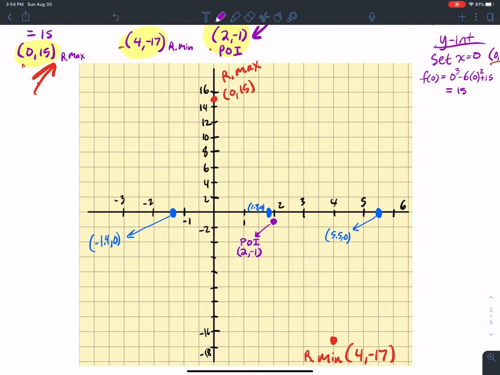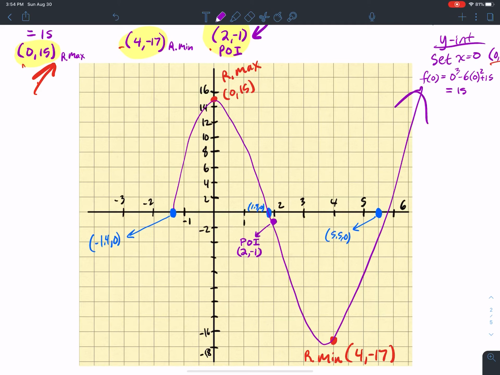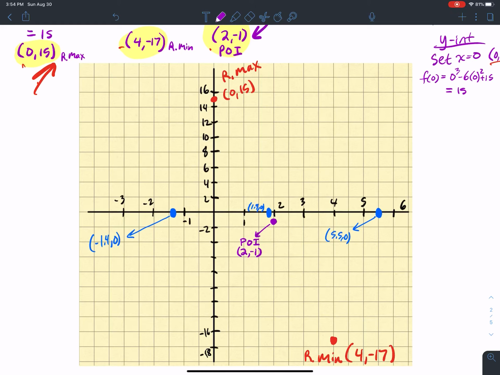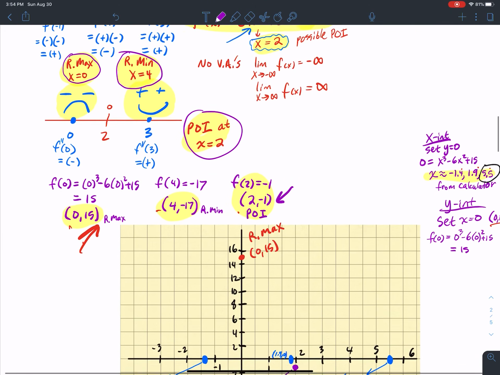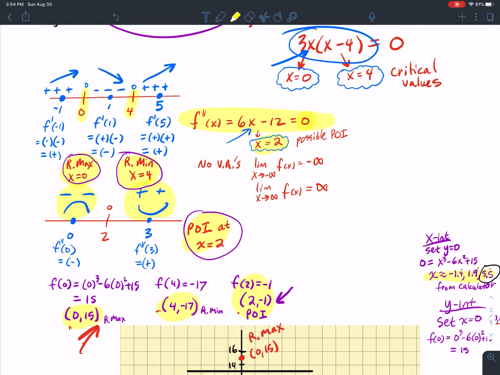So now that I've got all the points, I've plotted all the points, I want to connect the dots with the appropriate concavity. So looking at this graph, I kind of know the general shape of that graph, right? I kind of know that's what it's going to do. But how do I know that for sure? Well, this is what tells me, okay?